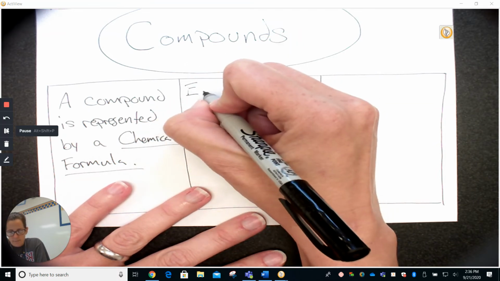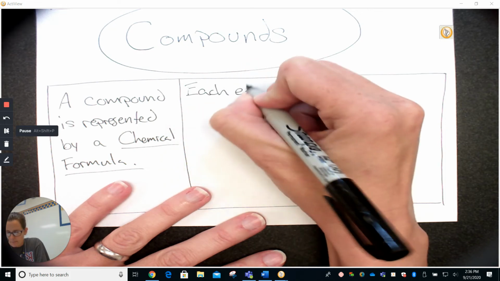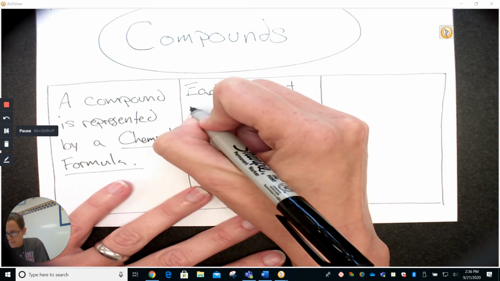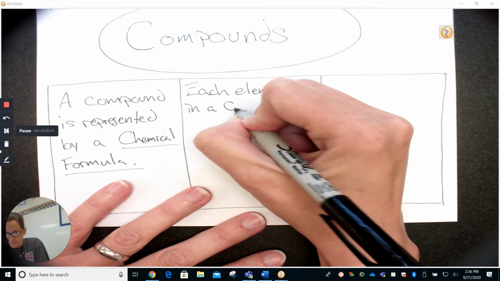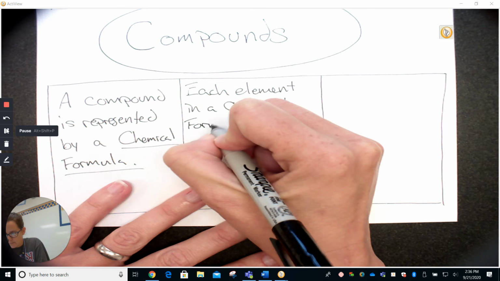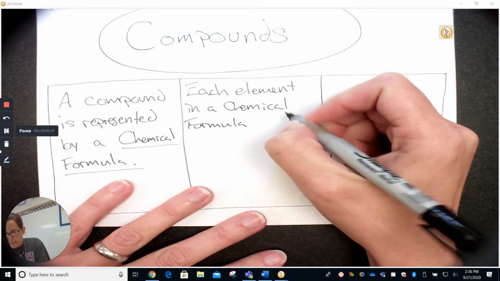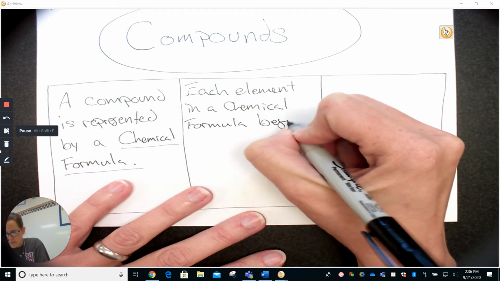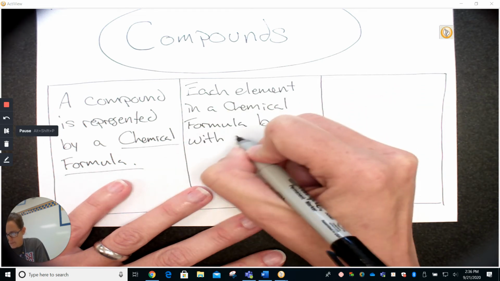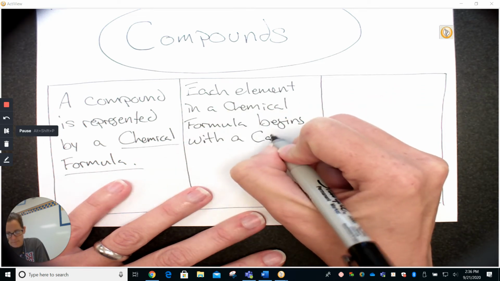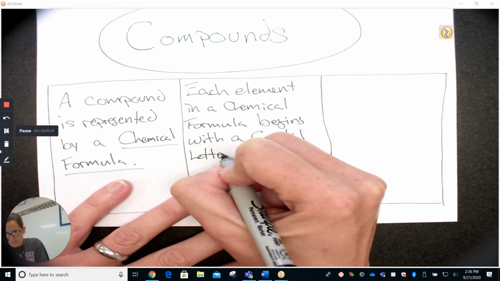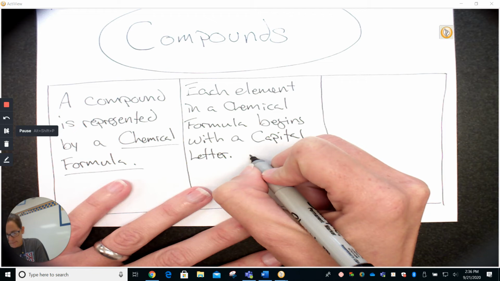So each element in a chemical formula begins with a capital letter. The others are lowercase.